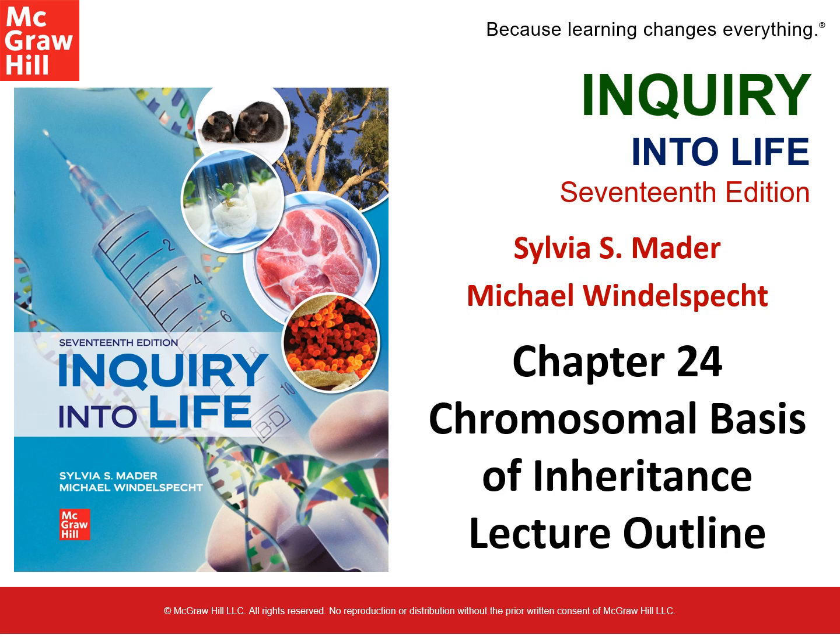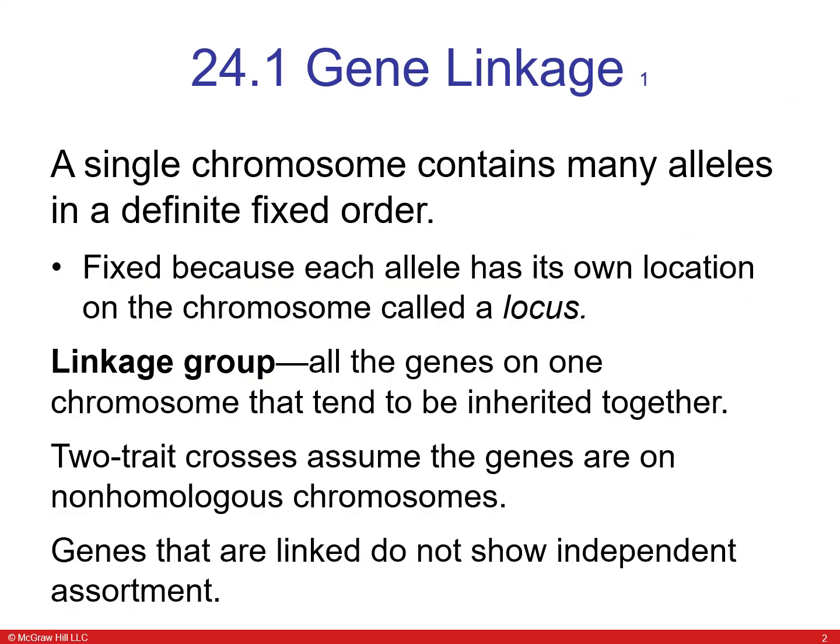Hello all, this is Chapter 24, Chromosomal Basis of Inheritance. So we're going to talk about gene linkage. A single chromosome contains many alleles or genes in a definite fixed order. And it's fixed because each allele has its own location called a locus. A linkage group is all the genes on one chromosome that tend to be inherited together. So the closer they are, the more tightly they will be linked.